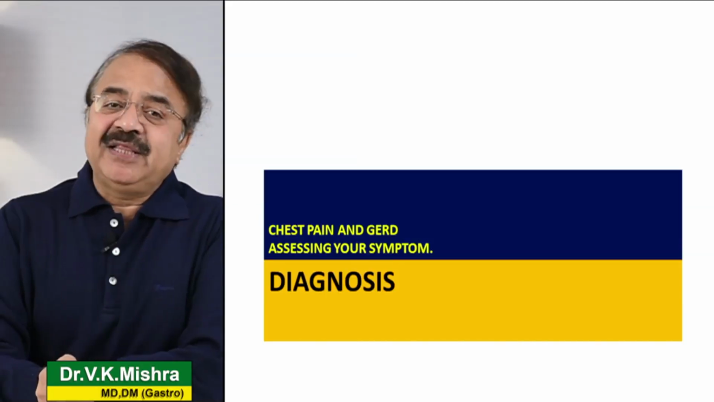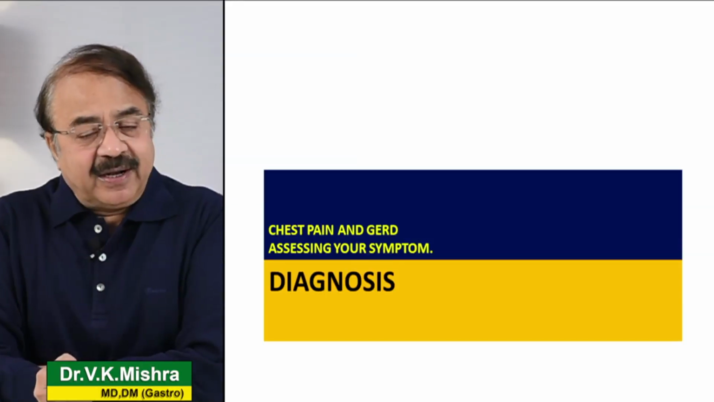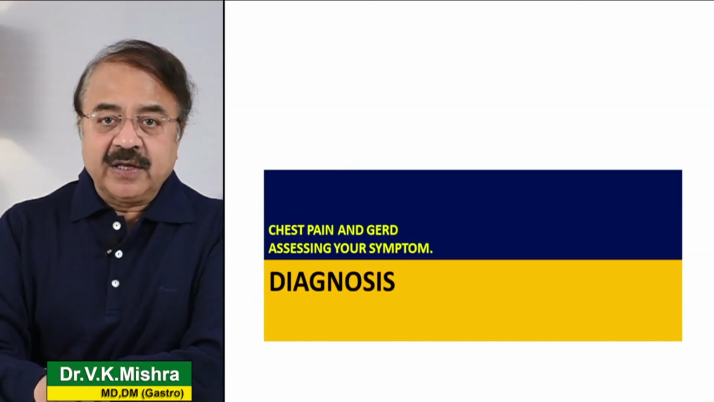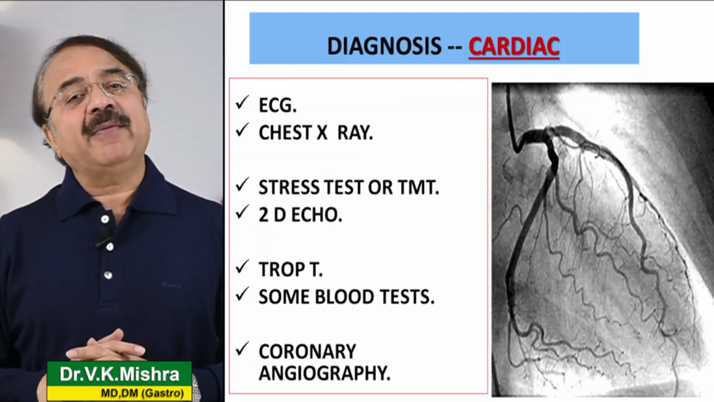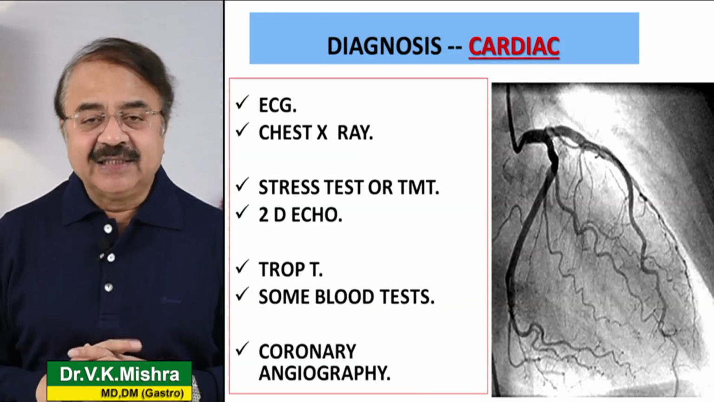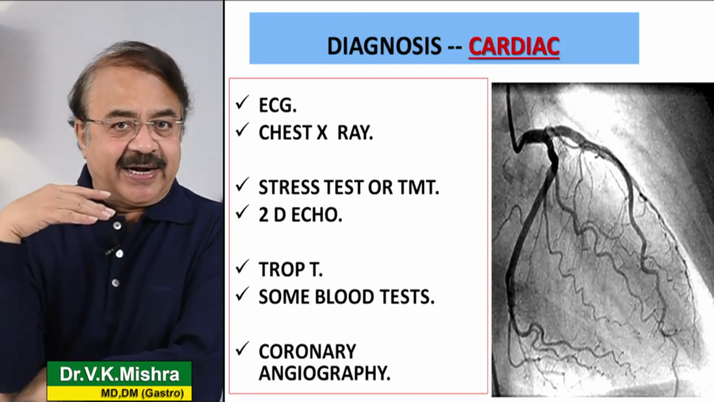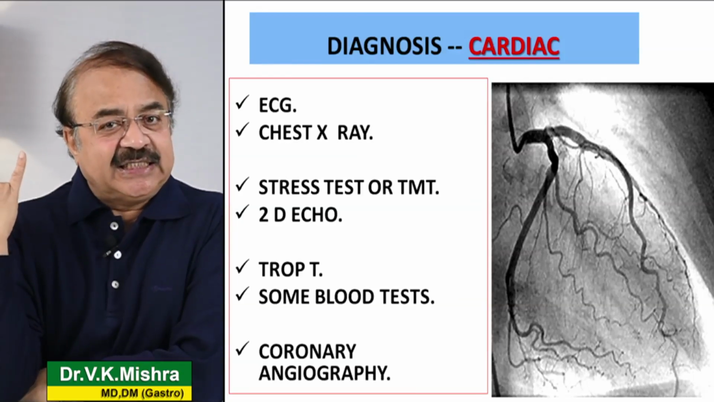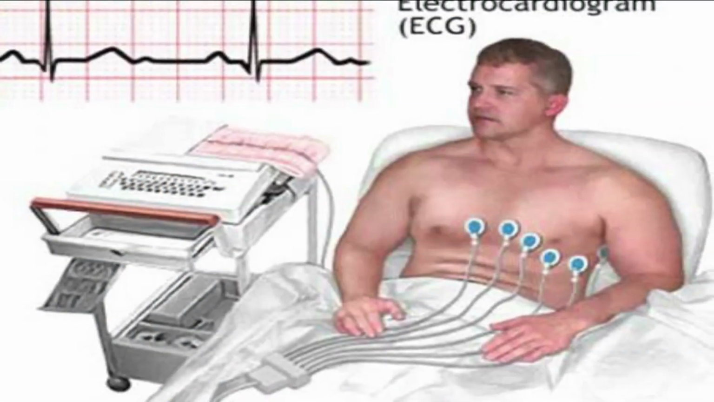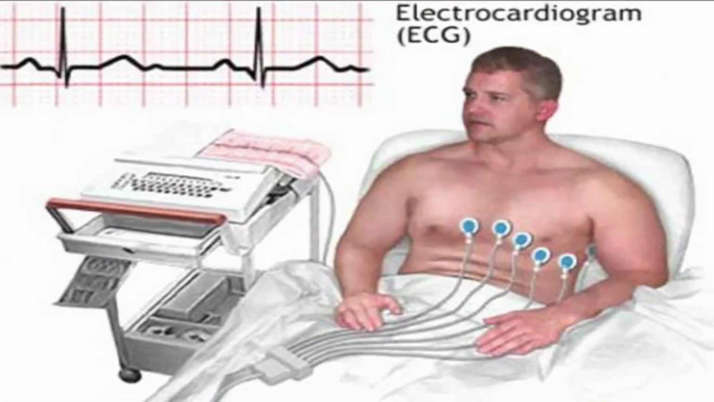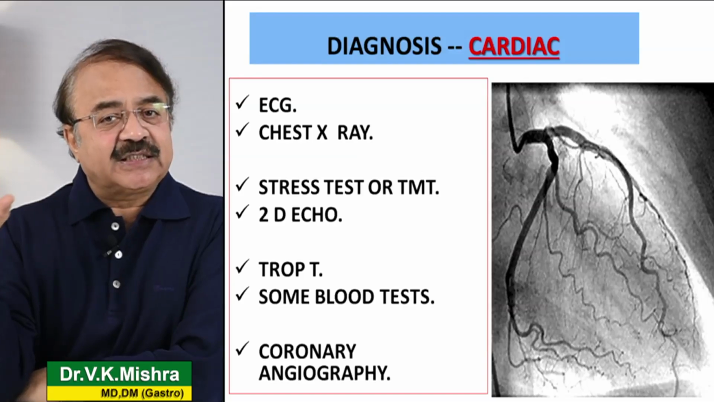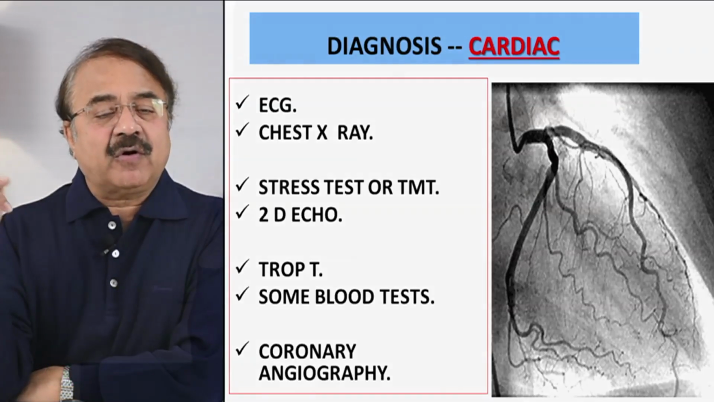Now, once you come with pain in the chest to the hospital, what do we do? How do we diagnose? If I am suspecting that you have a problem related to the heart, the basic investigations required are an ECG, that is an electrocardiogram. You will require an X-ray chest to look at the size of the heart. You may require a stress test or TMT, that is a treadmill test, to look at the working capacity of the heart when you do an exertion. We may require a 2D echo.